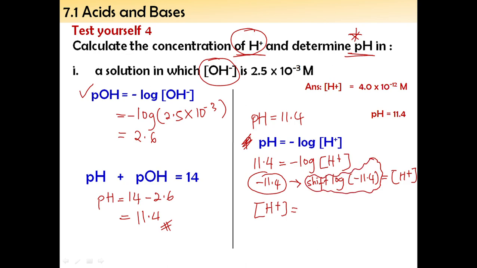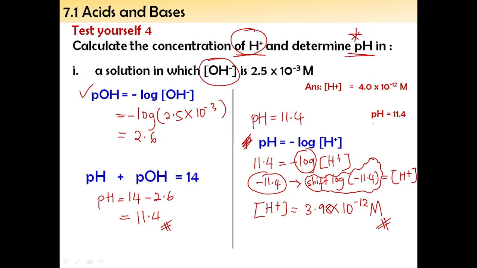Pindah negatif dulu pergi sini. So untuk hilangkan log adalah shift log. Boleh? Okay, so tekan sekarang shift log negatif 11.4, you akan dapat concentration H+. Jawapannya adalah you akan dapat 3.98 times 10 to the power of negative 12. Jangan lupa concentration mesti ada unit M. So, dah siap soalan yang kedua. Bolehlah jawapan dia.